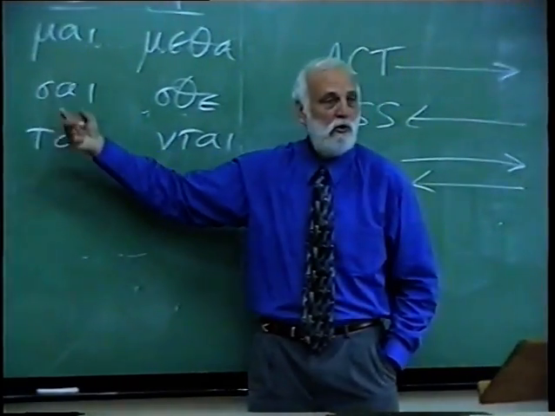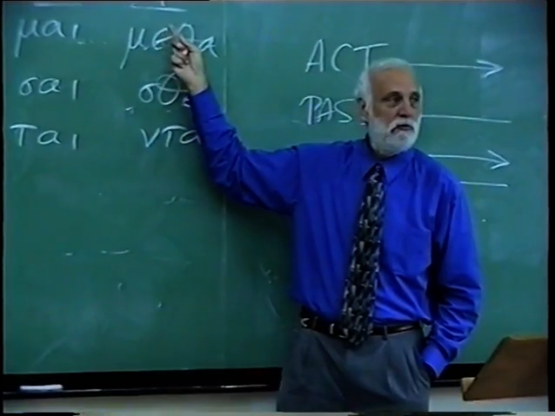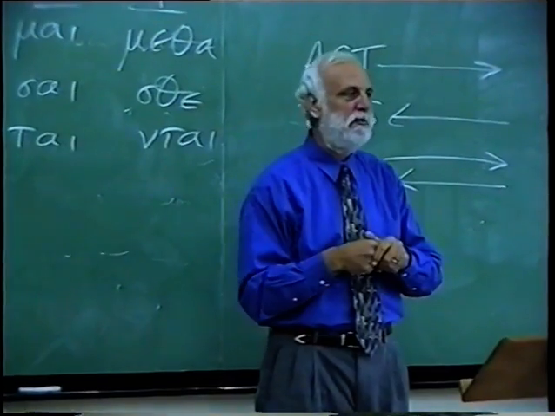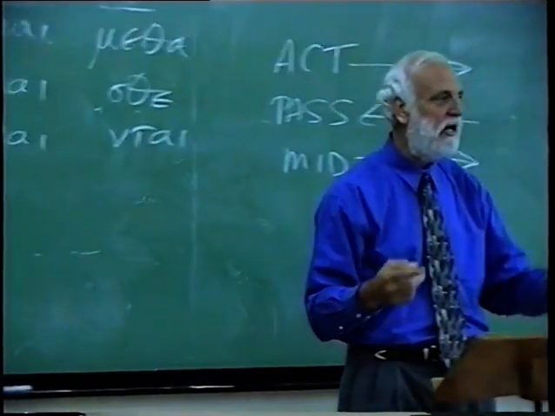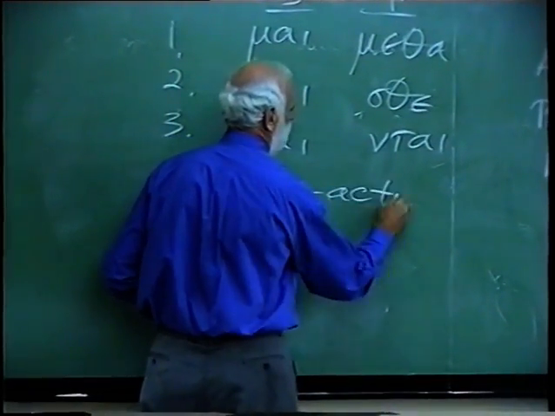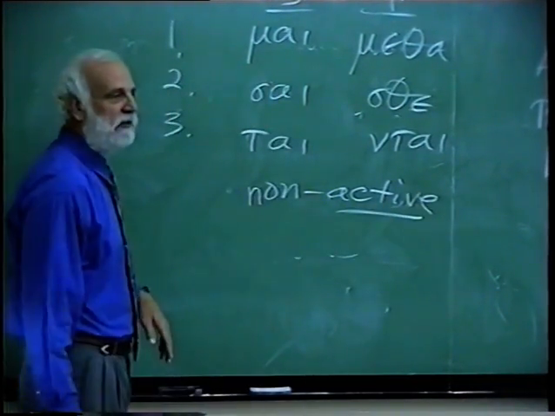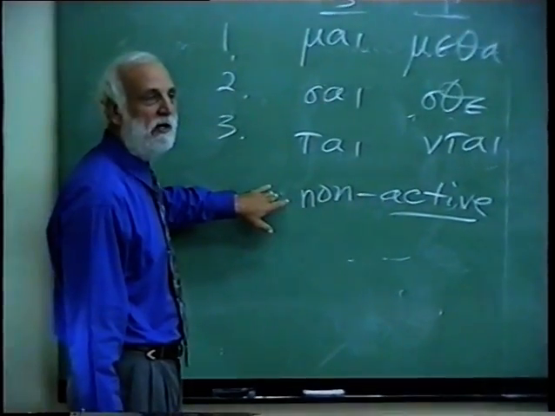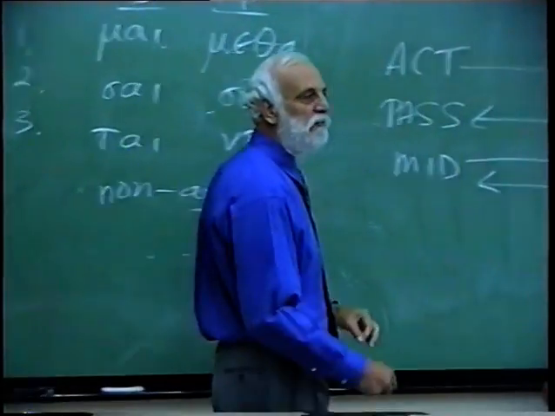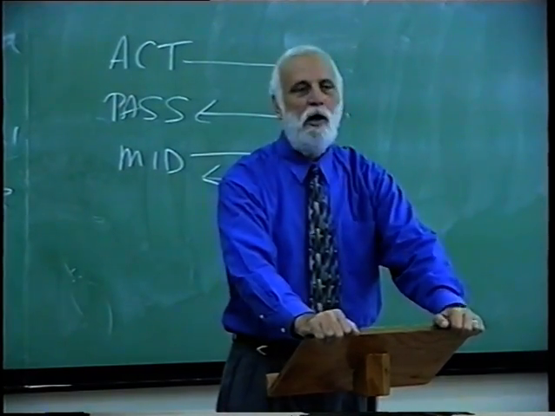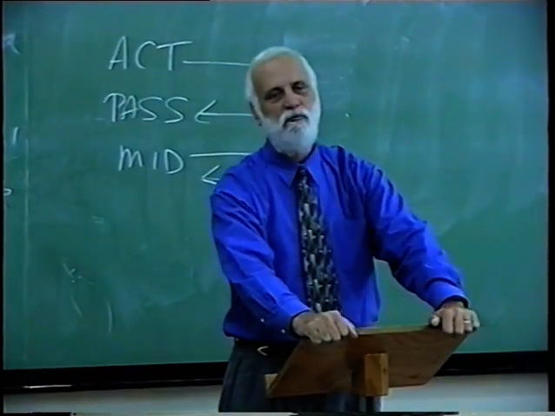Please translate for me: I, you, he, we, you, they. But these are called multiple morphemes because in addition to saying I, you, and all that kind of stuff, they're telling us that the verb is what? Non-active. They can be middle or it can be passive. Got it? It's non-active. So this is what you need to memorize: mai, sai, tai, metha, sthe, ntai.